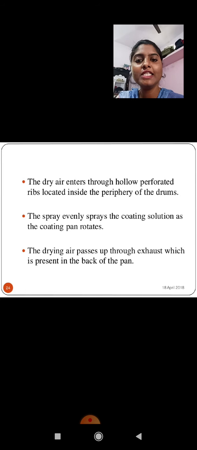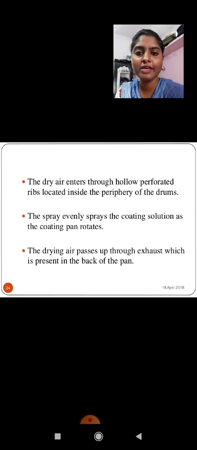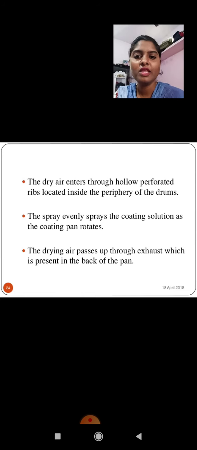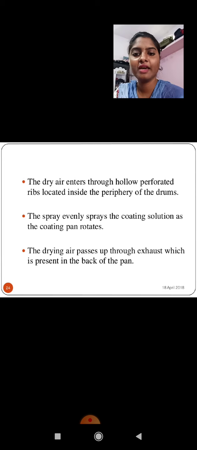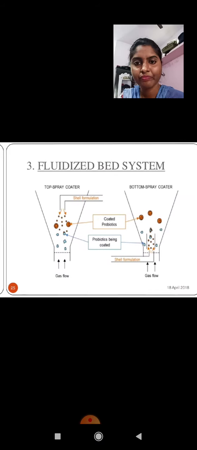The spray evenly sprays the coating solution as the coating pan rotates. Okay, the coating solution is sprayed over the tablet bed, and it is evenly spread over the tablets when the coating pan rotates. The drying air passes through the exhaust, which is present at the back of the pan. So the dried air comes from the back of the pan. There is one portion at the back of the pan from which the drying air comes.